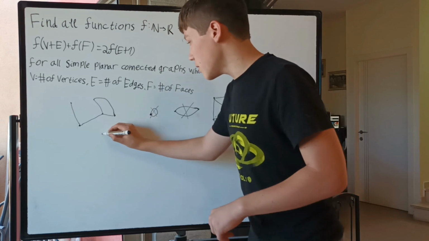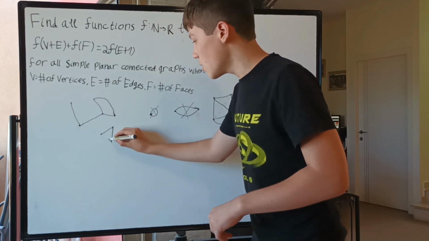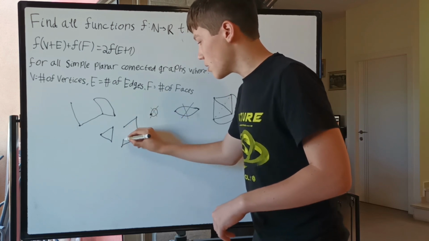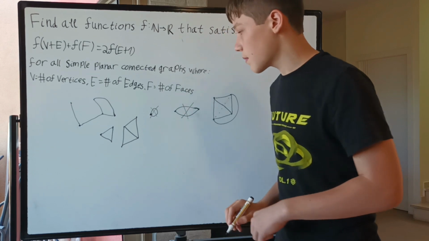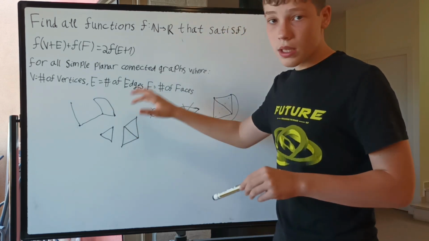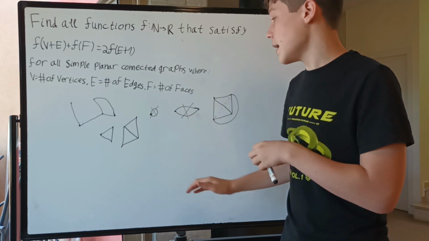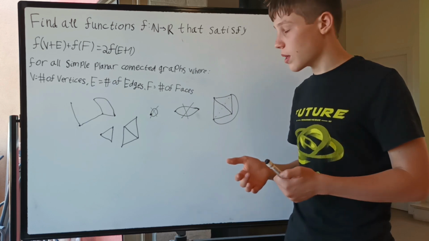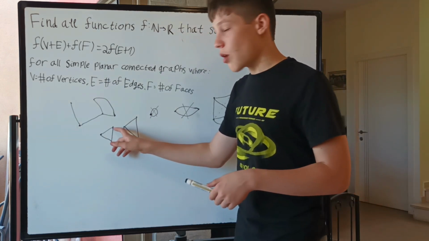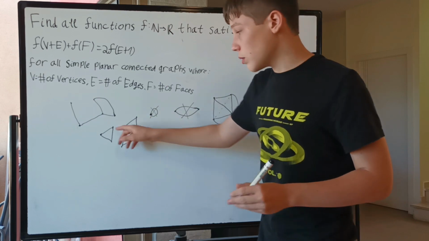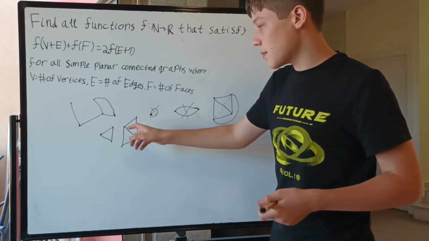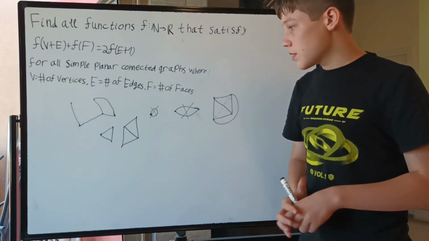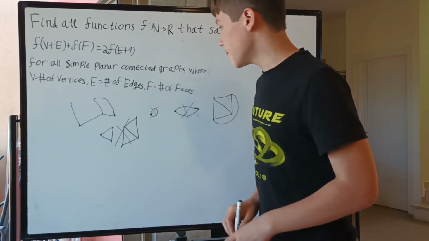An example of a not connected graph is maybe this thing. So it is simple and it is planar, but it is not connected, since these 2 points, for example, don't have a path connecting between them. If I start here, then anywhere I go, I'll still stay on this triangle, and I'll never be able to make it to this place to get to this point. So these are also not allowed.